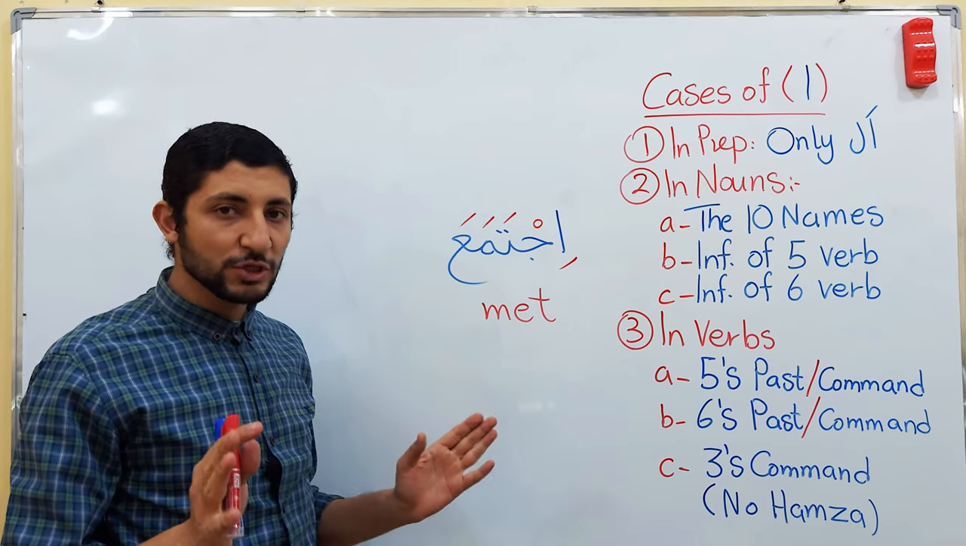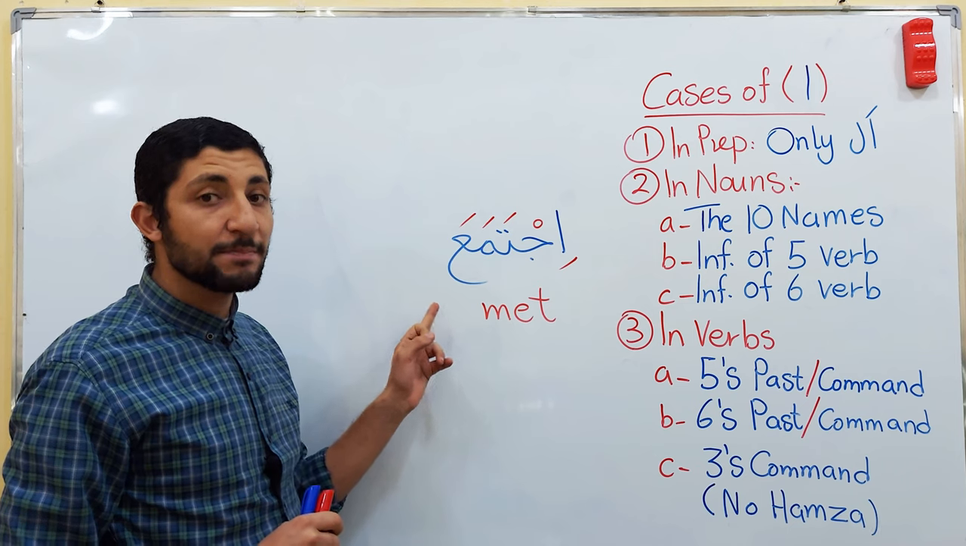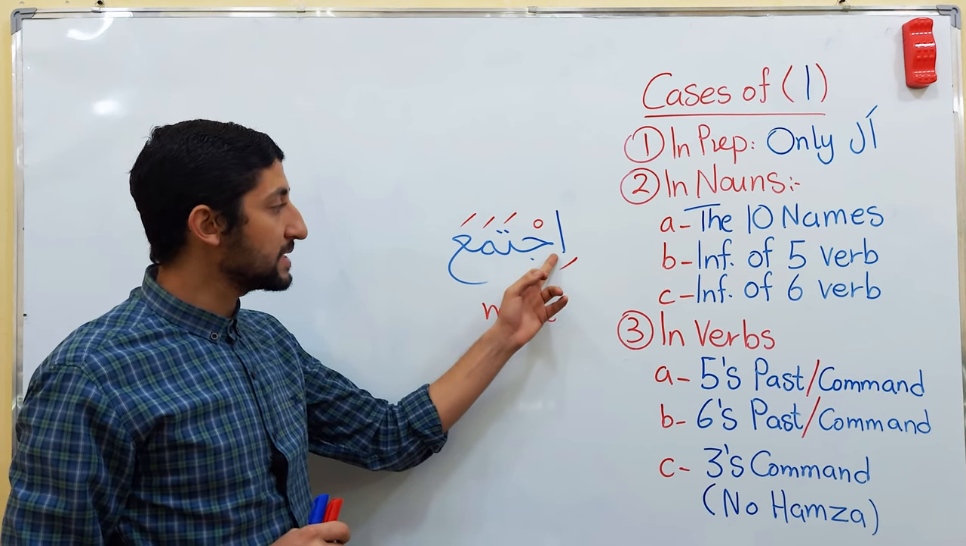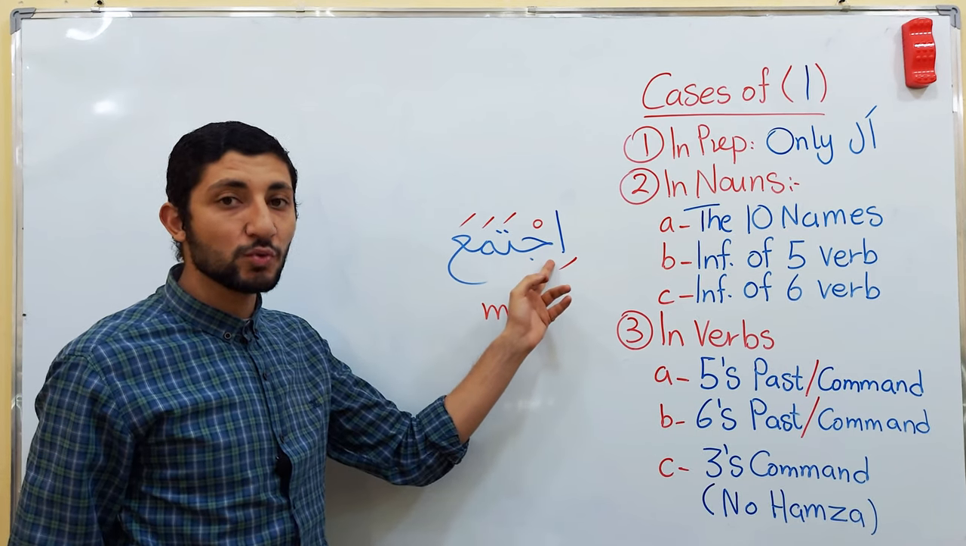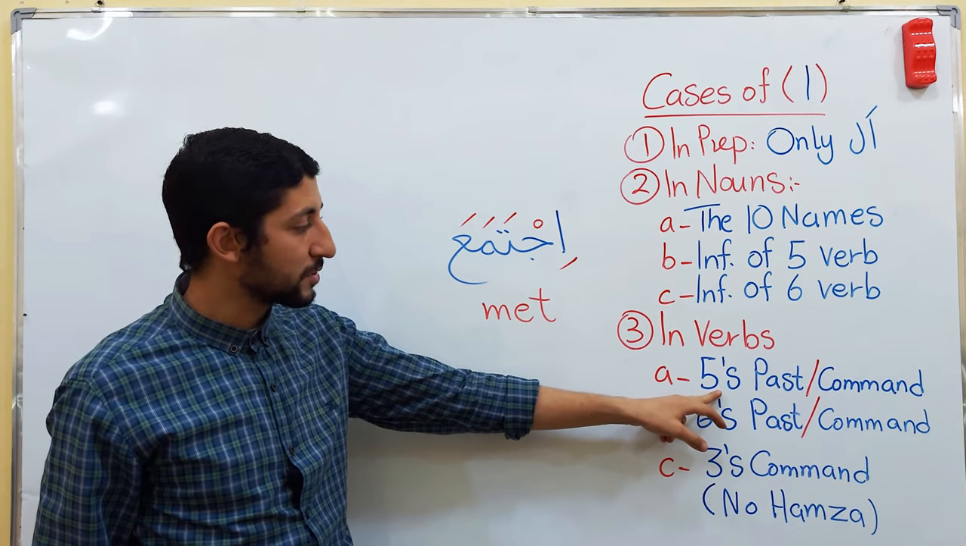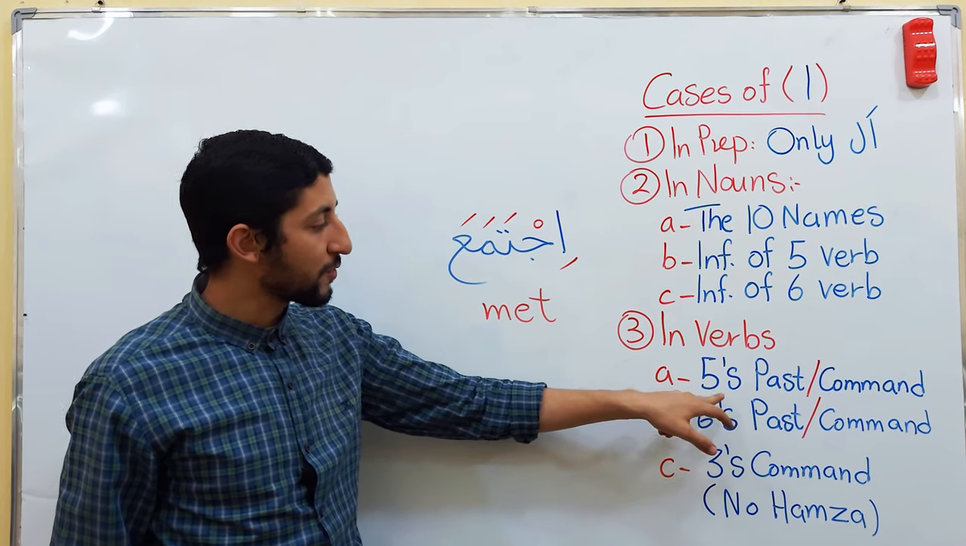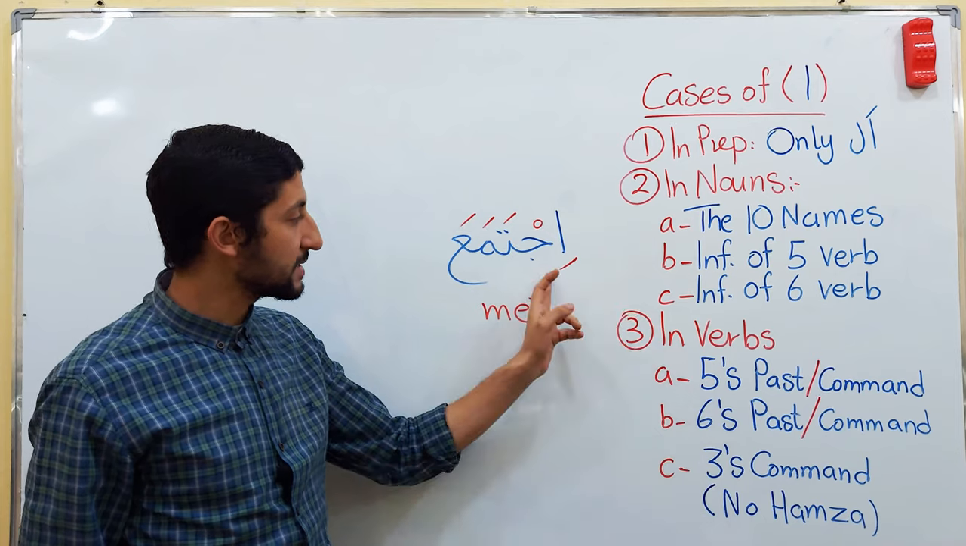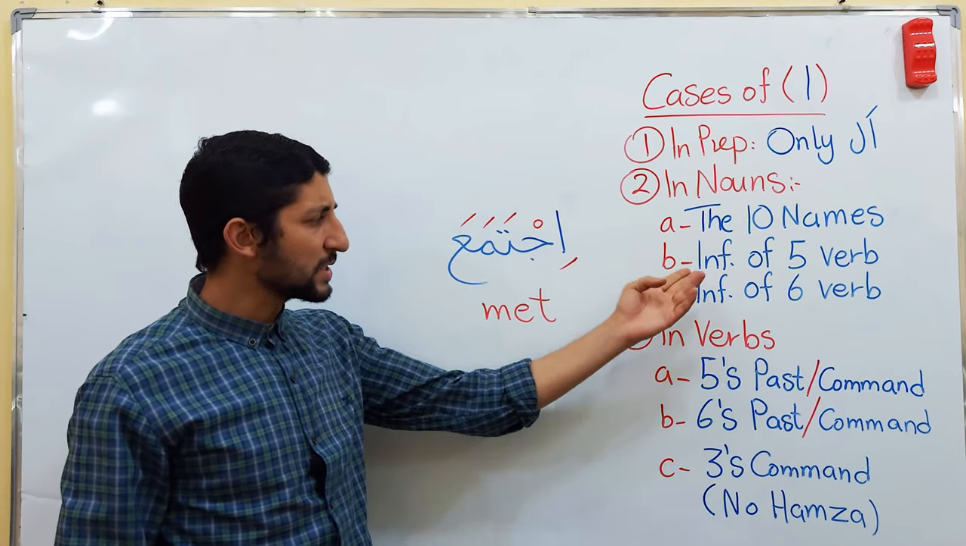Okay, before we jump to the infinitive, this is a past. Even the past, as you can see, begins with همزة وصل. I wrote it down here with the verbs. The past of quintuple verb also contains همزة وصل. Okay, what about the infinitive?